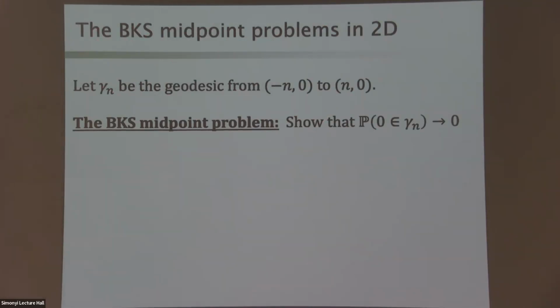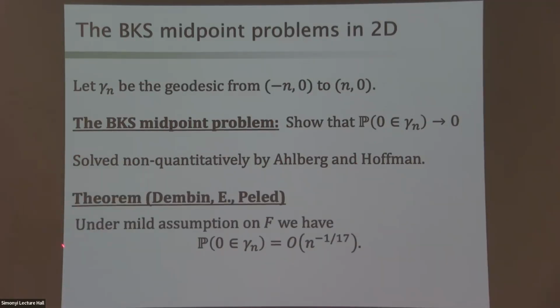So it sounds almost trivial, right? Like, why would the geodesic go exactly through the midpoint? But this was open for like 20 years or so. Eventually, it was solved by Alexander Dunlap, but it turns out it's very much related to this coalescence phenomenon that I told you about. And actually, our methods allow us to prove some quantitative bound, so something that decays polynomially.